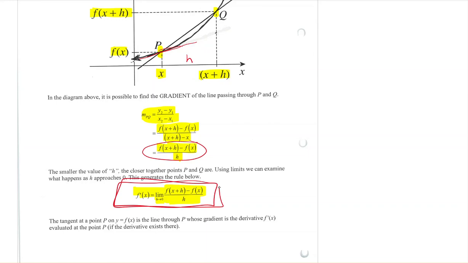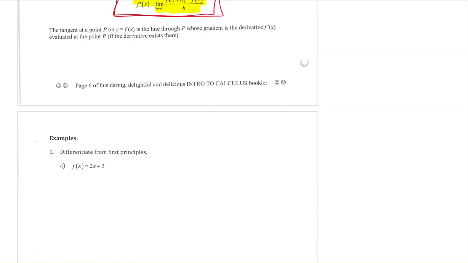And you'll see the notation in there. You've got the f dash x, so that means I'm finding the gradient. And there's a limit as h approaches 0 of f of x plus h minus f of x all over h. Okay, so here is a question.